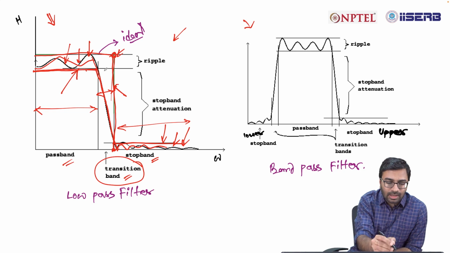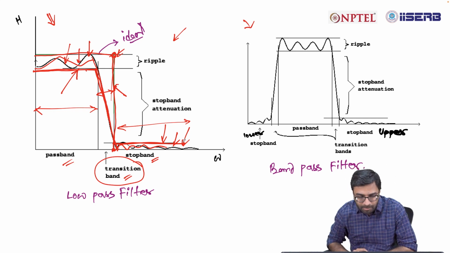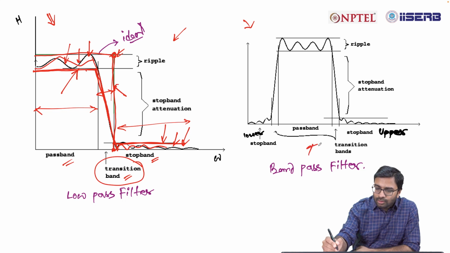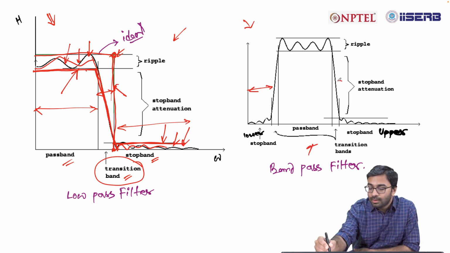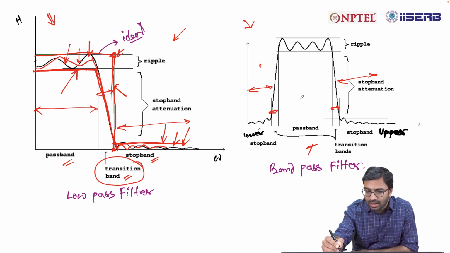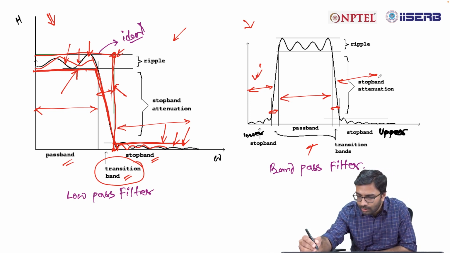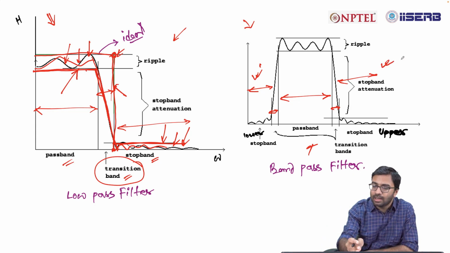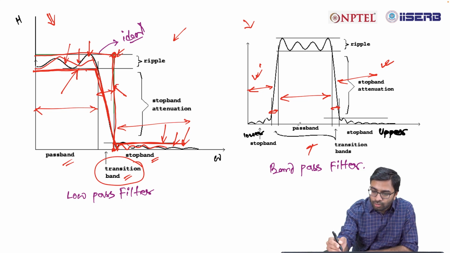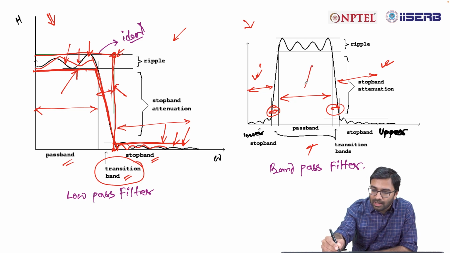So it will have a characteristics similar to this one, where it has a pass band, a transition band, and a stop band. In case of band pass filter also, you have two stop bands, and you have two transition bands, and one pass band. I repeat, in case of band pass filter, you have two stop bands, one lower, another one upper. So you can say it as a lower stop band, upper stop band. Then you have two transition bands, both towards lower frequency side and higher frequency side, and then you have one pass band, right?